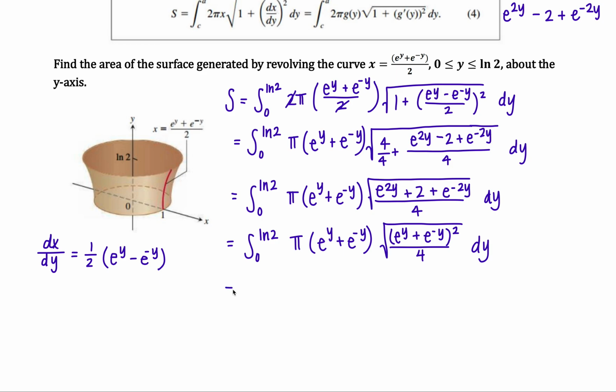It's almost like a riddle here. And I'm not forgetting about that 4 in the denominator. Take the square root of 4, it's a 2, and I'm going to go ahead and just put pi over 2 up here in the front. So almost halfway there. At this point, I'm going to take that pi over 2 and bring it in front of the integral, and then I'm going to multiply out the e^y + e^(-y).